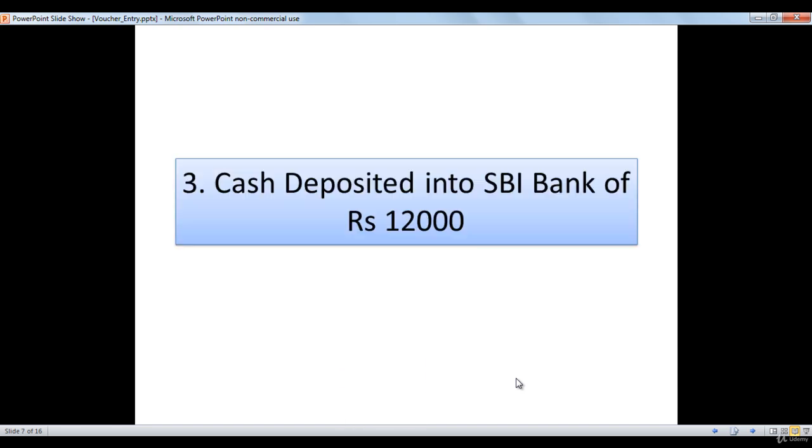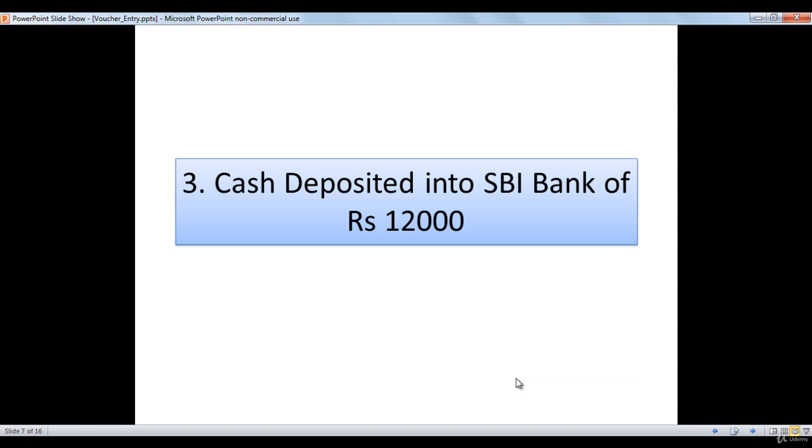The third statement is cash deposited into SBI Bank of rupees 12,000. Here remember, it's a type of contra voucher. In the next video you will understand what a contra voucher is, but here the cash has been deposited into SBI Bank. This means the cash flow has been within the company only, from one account, that is the cash account, the cash has been deposited into another account which is a bank account.